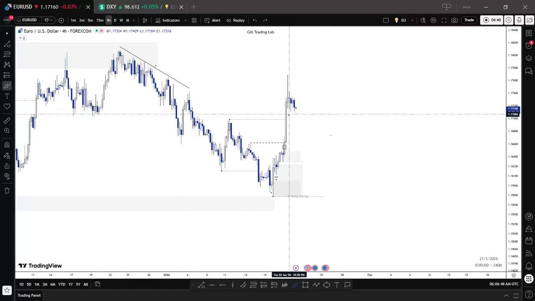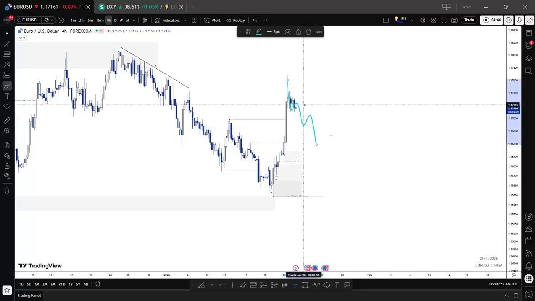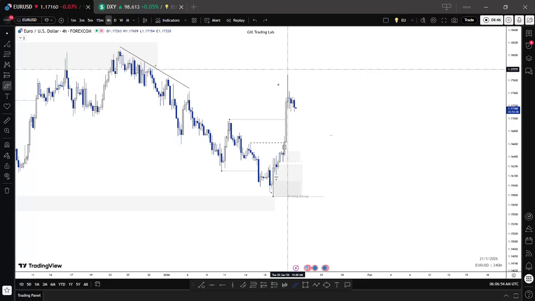So for the session, I'm interested in looking for shorts to play the swing pullback. I don't want to look for longs to trade against this wick.